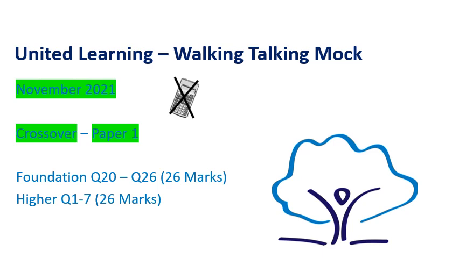This video will go through paper 1 crossover questions for the November 21 series. On foundation tier papers, that's question 20 to 26 and it's worth 26 marks, and on the higher paper that's question 1 to 7 and it's also worth 26 marks.